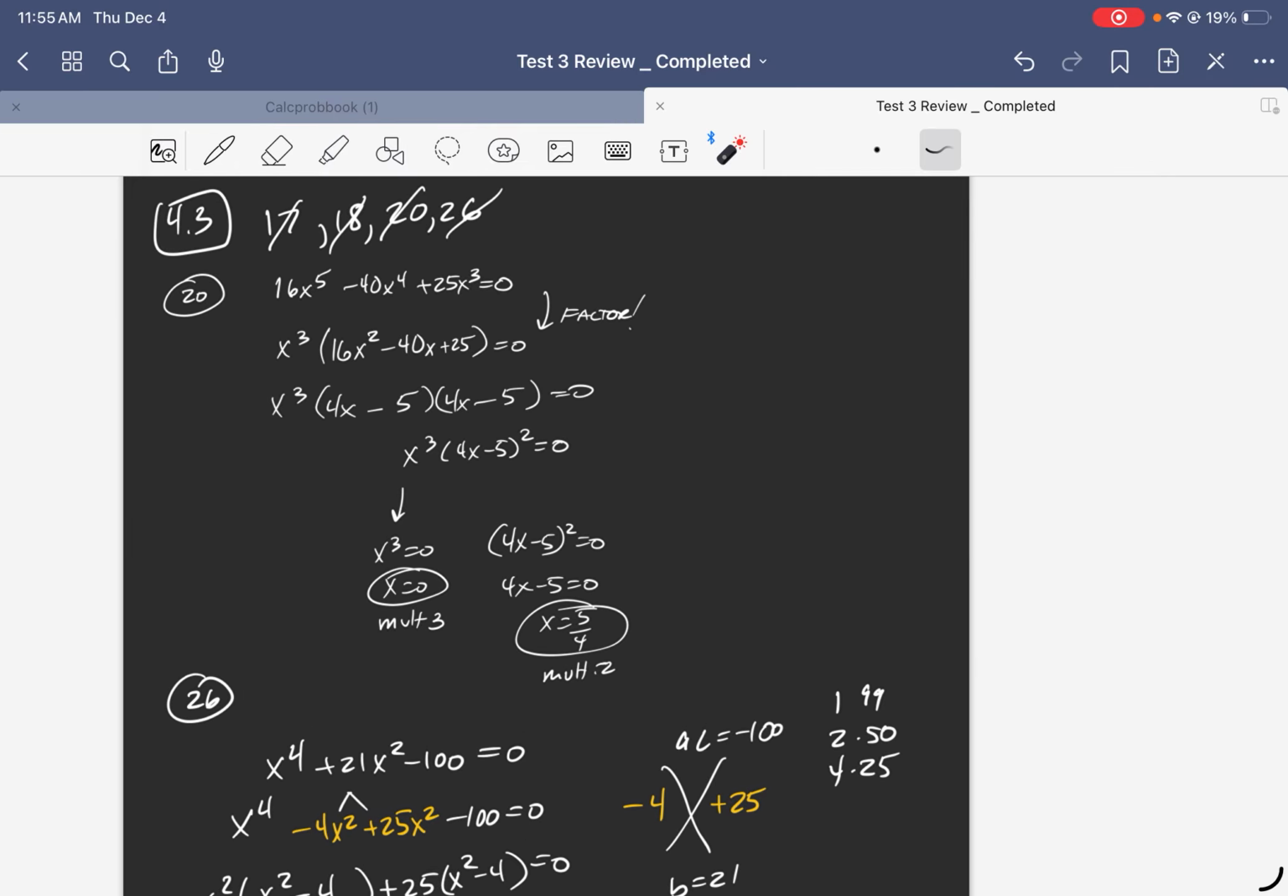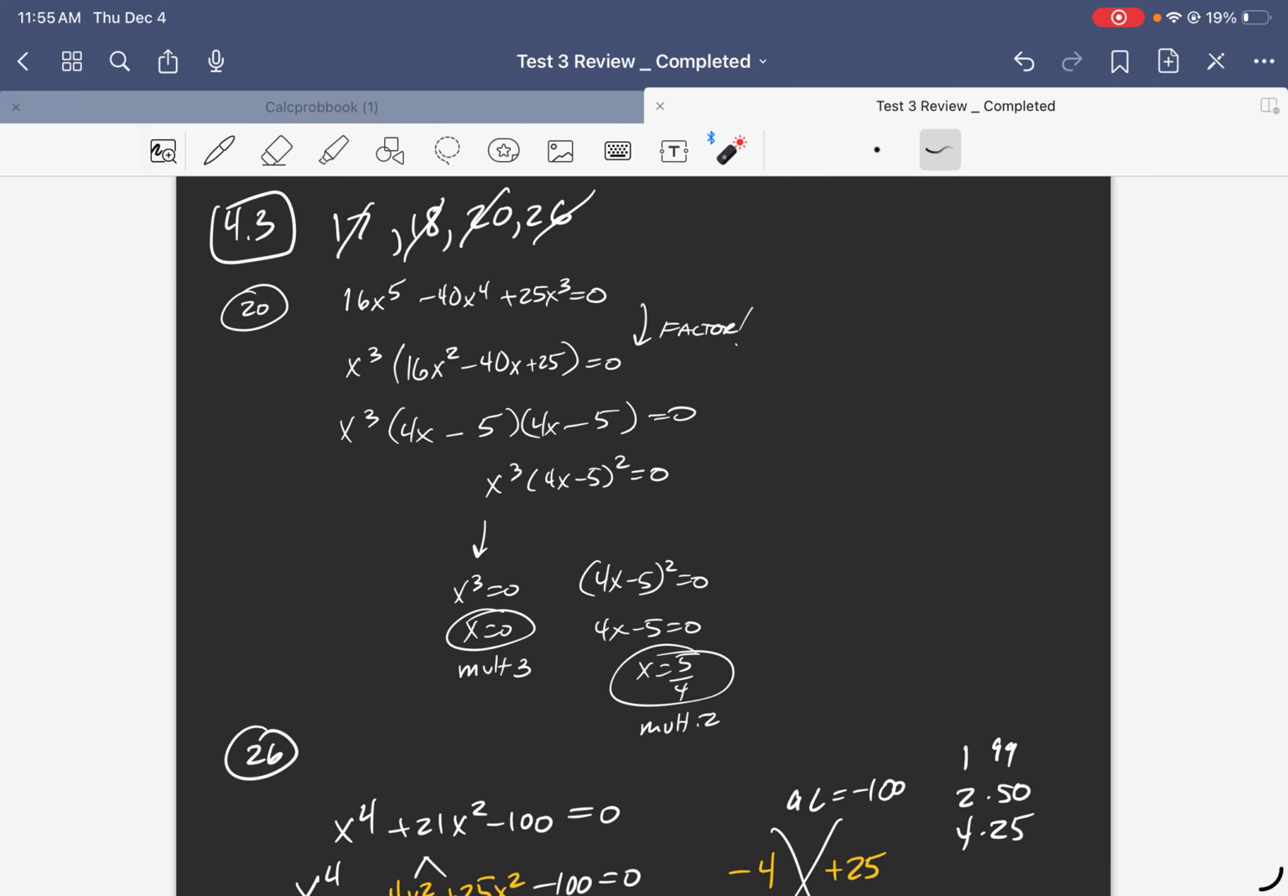Number 20. Now, what if they say find the zeros and the multiplicity? If they don't give it to you factored, you must know how to factor. Always take out the GCF, greatest common factor, first. Then what's left, you have to be able to factor. Okay. So we get this squared, and then it looks like before.